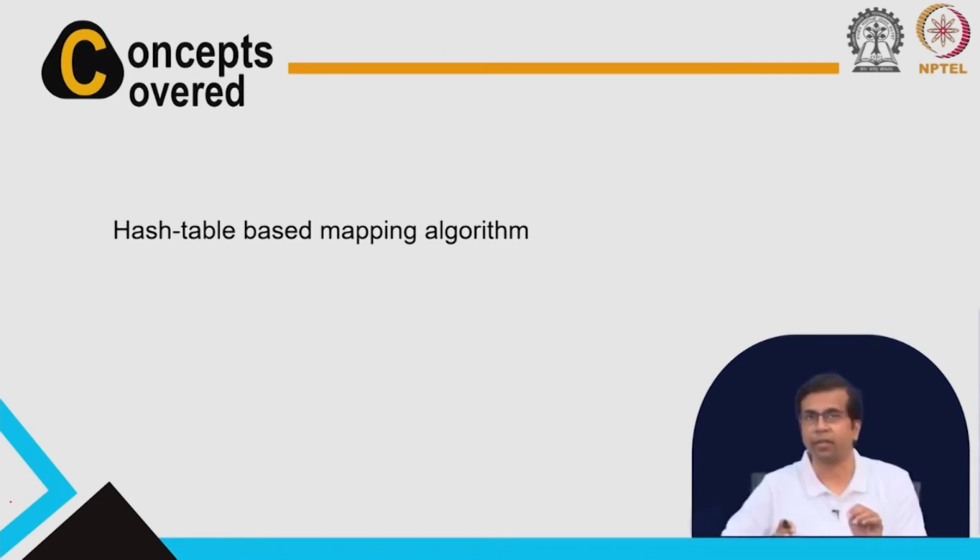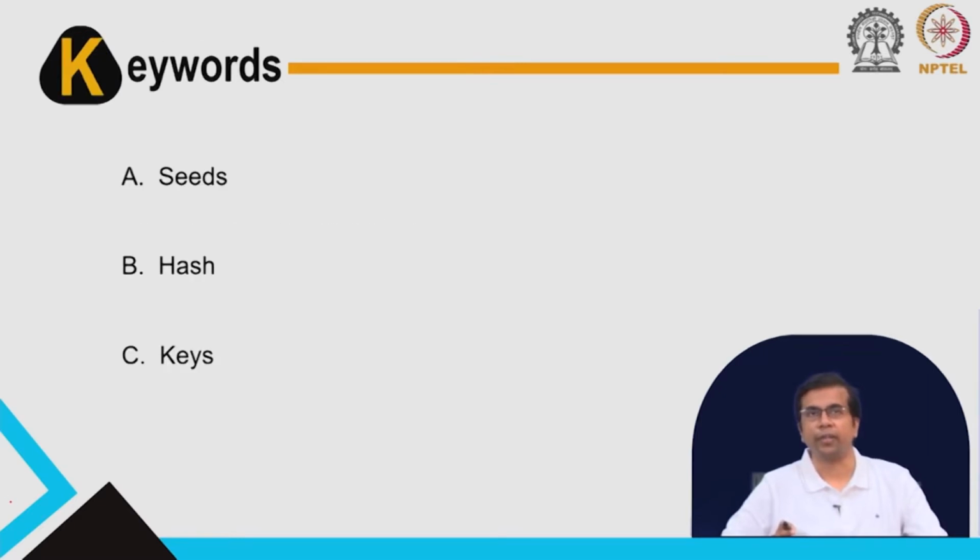It is called hash table based mapping algorithm. We will discuss what is hash table and how this mapping algorithm works, and then we will take some examples, so that you understand how this process actually operates. These are the keywords that will come across. Seeds, you have seen this before in the last class. We discussed what are seeds that we generate from the reference sequence or from the read sequence, that is the query. We will come across the term hash and we will talk about the term keys.